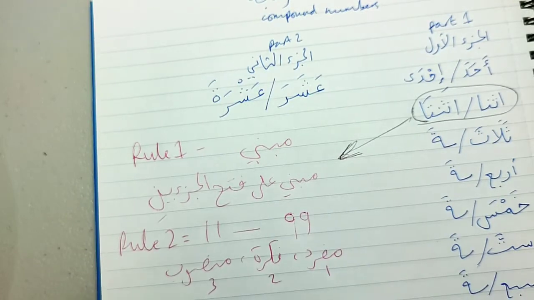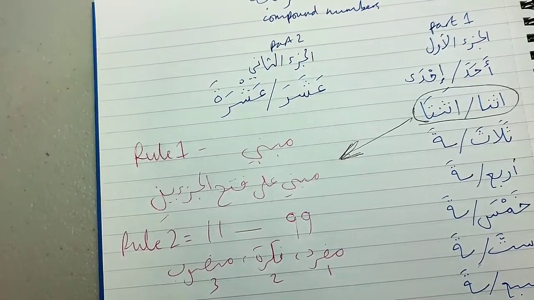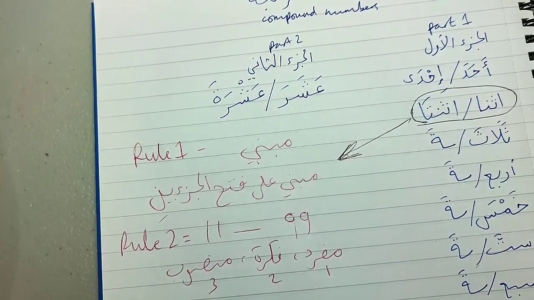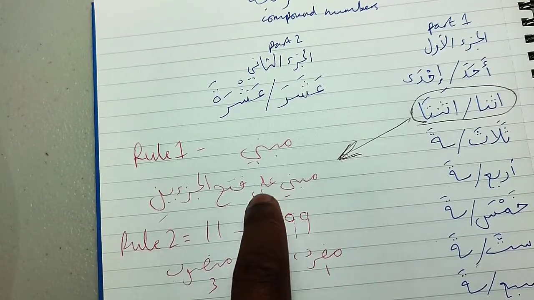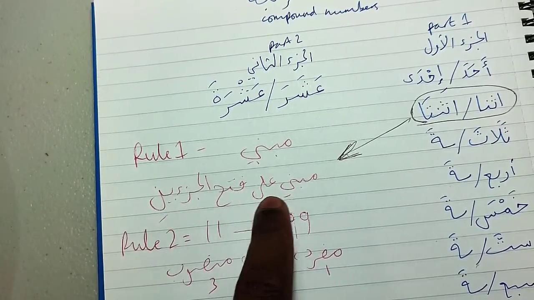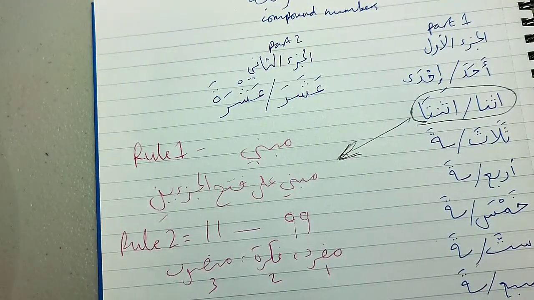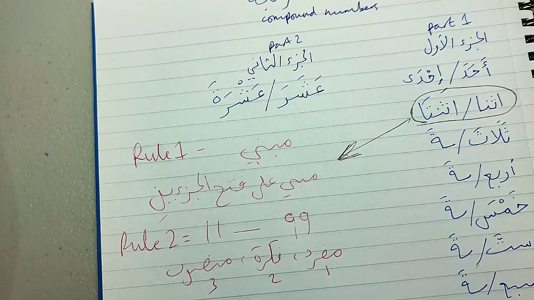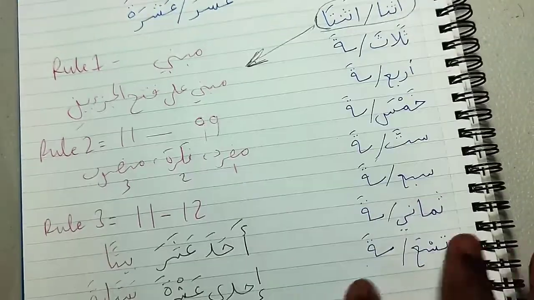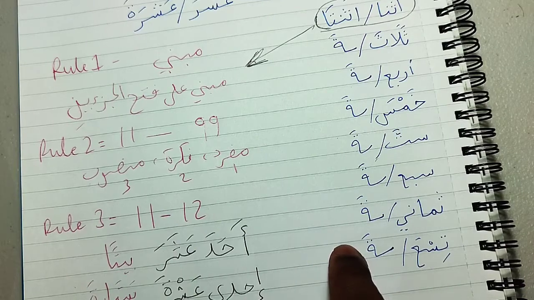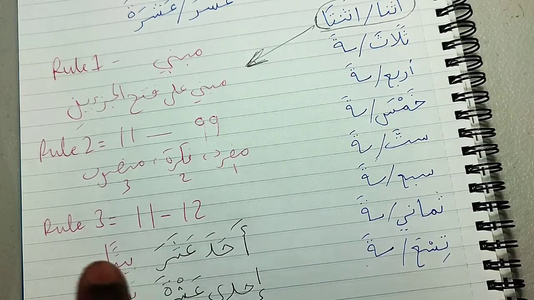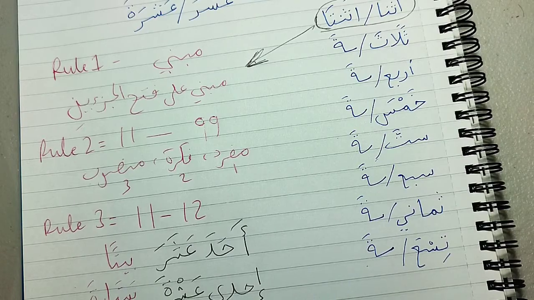The rules now. We have 4 rules. The first rule is that the numbers are going to be mabni. And we say mabni ala fath al-juz'ain, mabni on fath, both parts. Both parts are going to be fixed on fatha, so they don't change. Remember, mabni means it's fixed, it doesn't change. So if a harf jar comes before this word, it's going to remain: fi ahada ashara, fi ihda ashrata. It doesn't change, it's mabni.